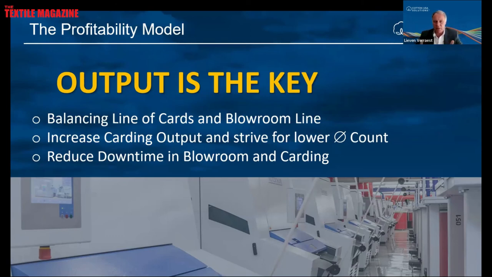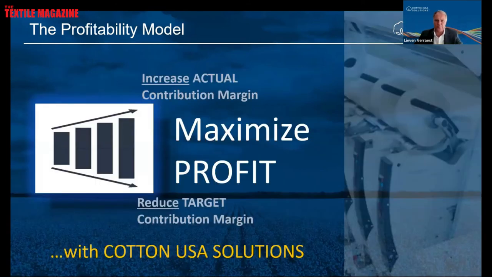The carding is your main area in your spinning unit. You need to be able to produce carding and to be able to get it through to your mill. So output is the key, and the key factor in your mill is the carding section.